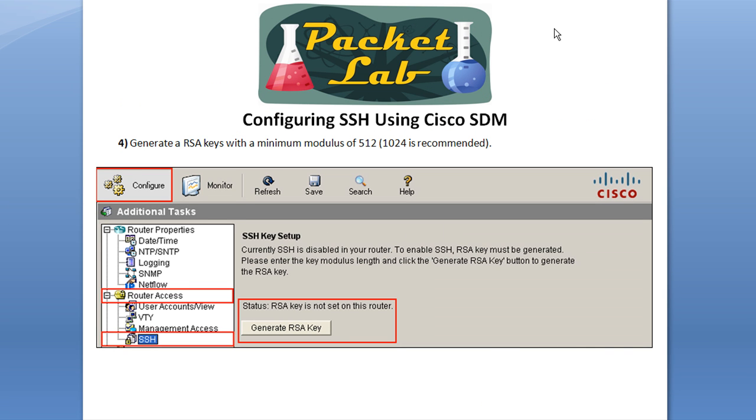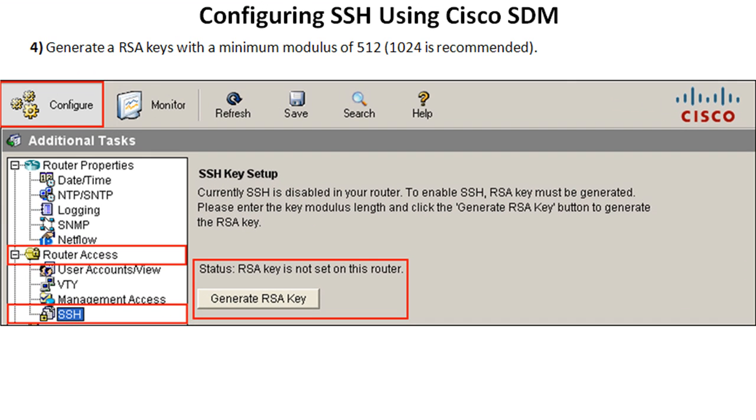Whew. So after all of that, we're now finally ready to do step 4, which is actually going to turn on SSH, and we do that by generating the RSA keys. We've seen this before, where this is located: configuration, then under router access, open that up, and you should see this SSH. Click on that. Remember earlier we saw that if your IOS version does not support SSH, it would give you the big error message. We can see here this is what's going to happen if it does support SSH. It's going to say currently disabled on your router, and it's going to tell you you need to generate a key. So if you see this, you know that your IOS version supports SSH.